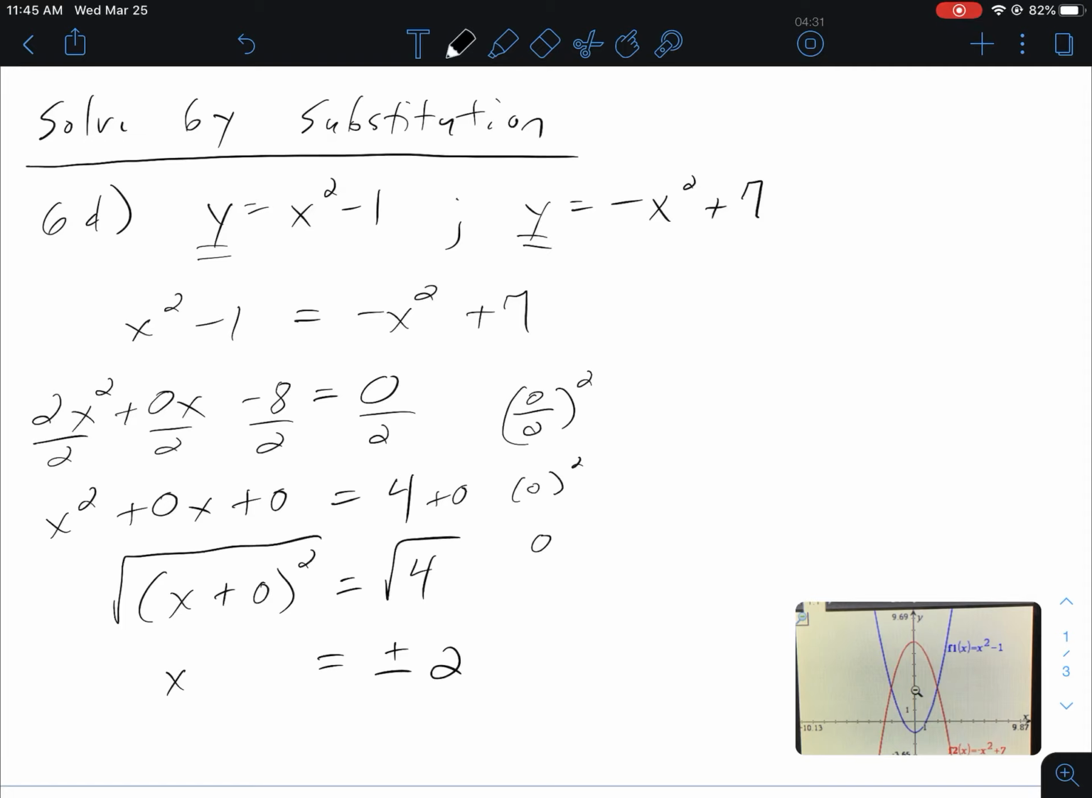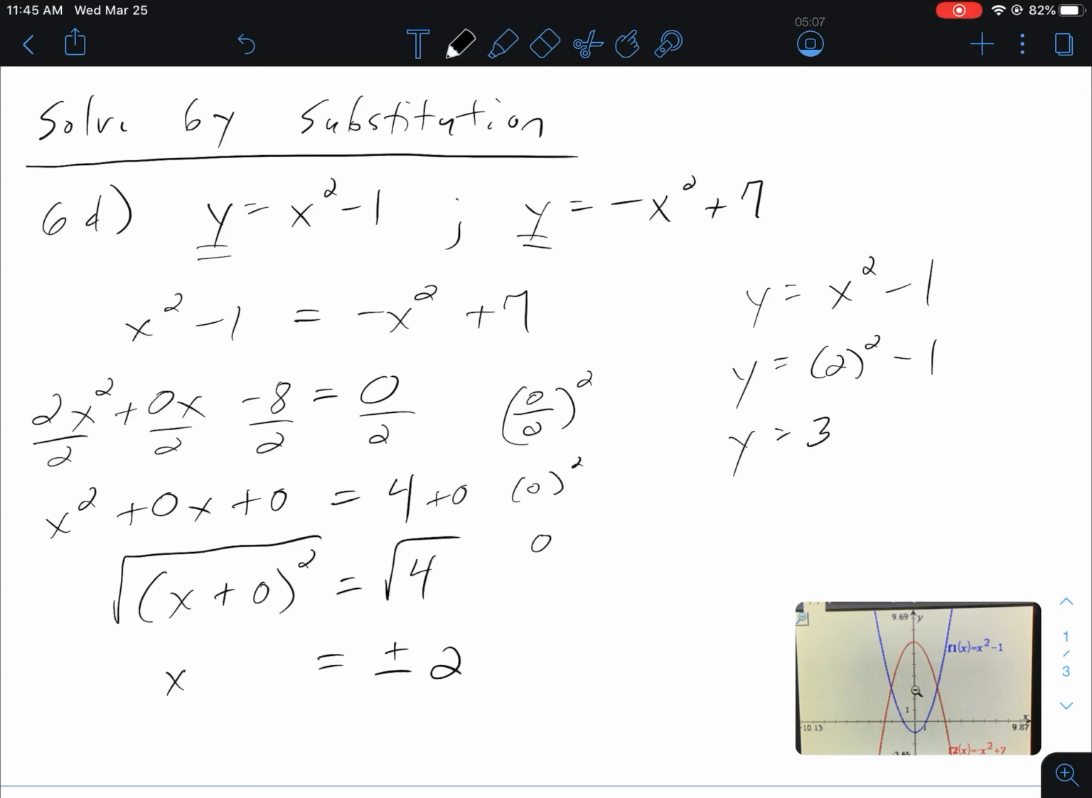Okay, so keep in mind now, when you are solving systems of equations, which this is, more than one equation, you are solving for points. So we got an x value of plus or minus 2, but now you need to go back and find your y values. So if we take y equals x squared minus 1, which is probably slightly easier of the two equations, well, all you're going to do is plug in a positive 2.